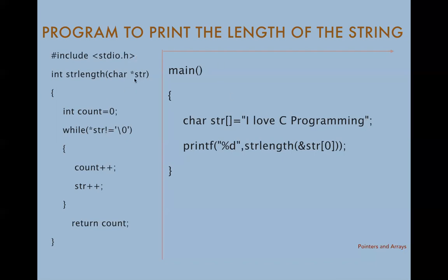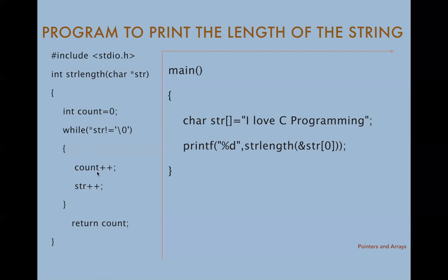So now what is str? The address of the first element of the character array. So star str, the value in the first place, that is str of 0, is going to be I. Okay, so count is 0. I'm checking whether star str is not equal to null. Star str is the value at this address. Star str is I. It's not equal to null.